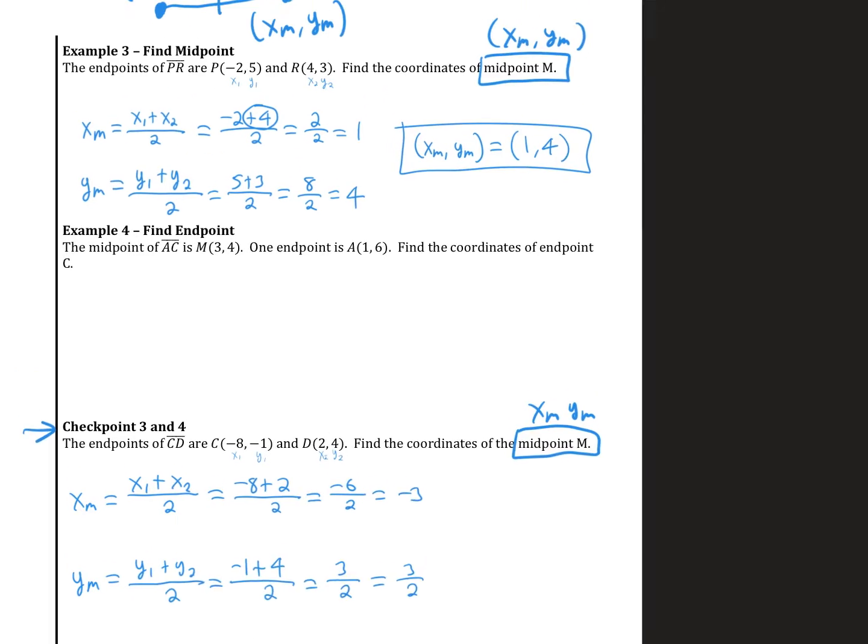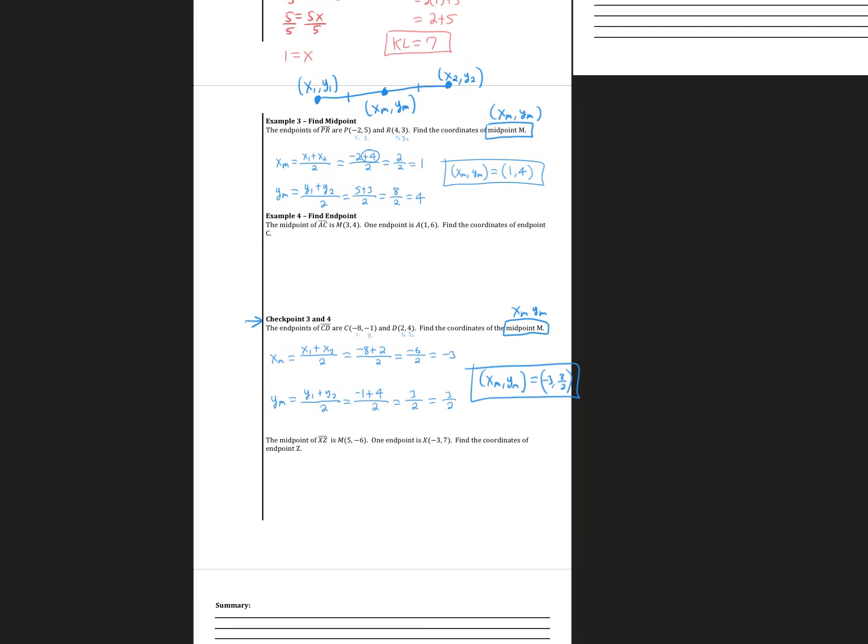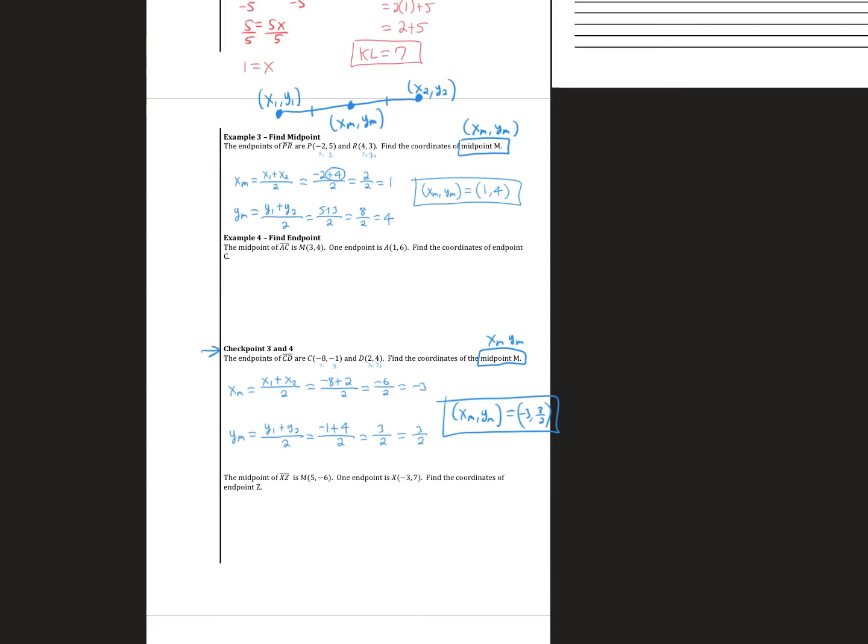So what are the coordinates of this midpoint? x sub m, y sub m equals negative 3 and 3/2. Keep it as 3/2, okay? All right, sounds good. So that's how you do it if you know the endpoints.